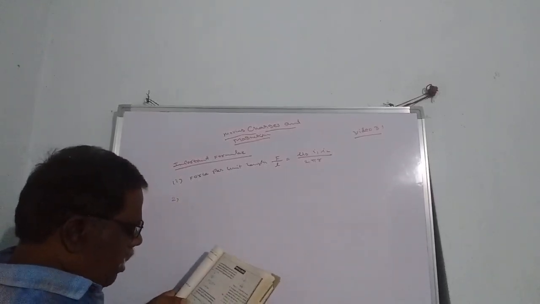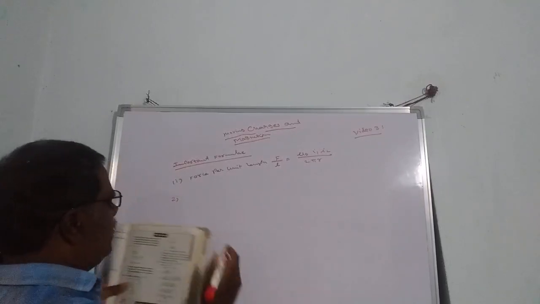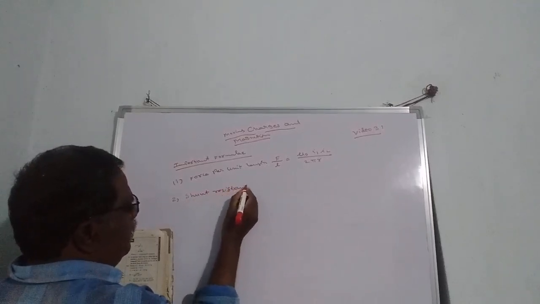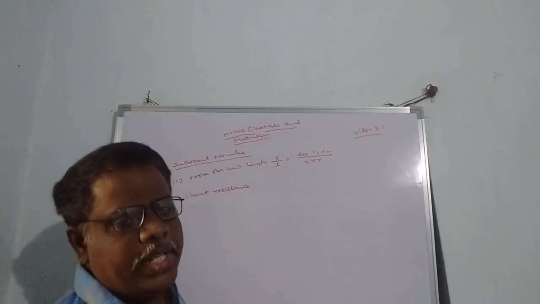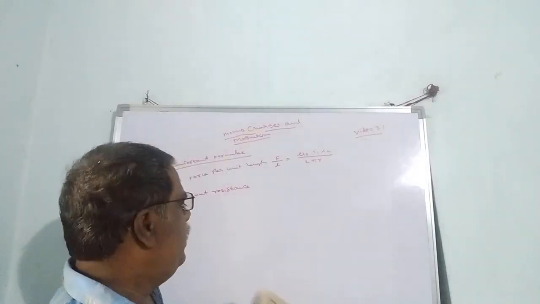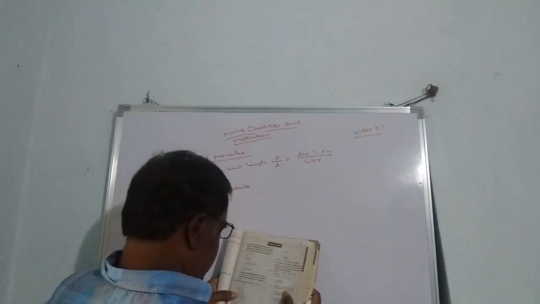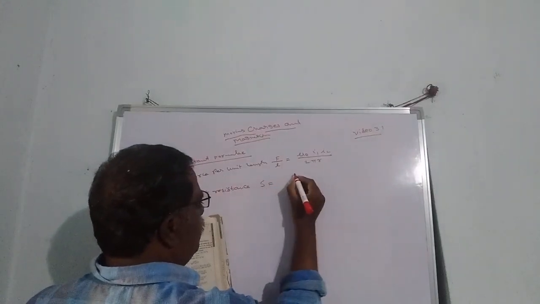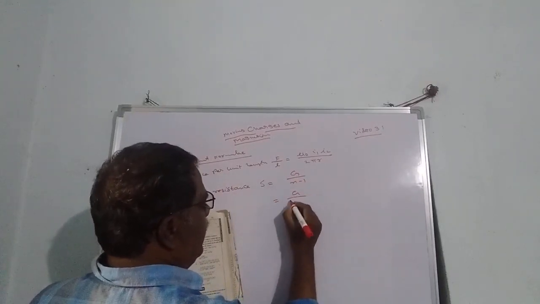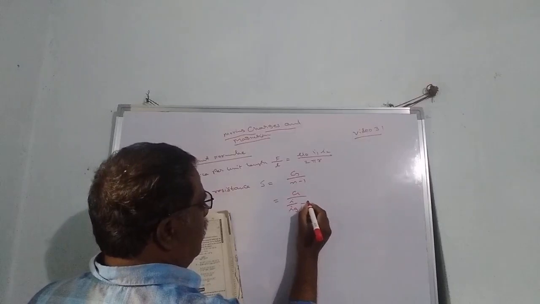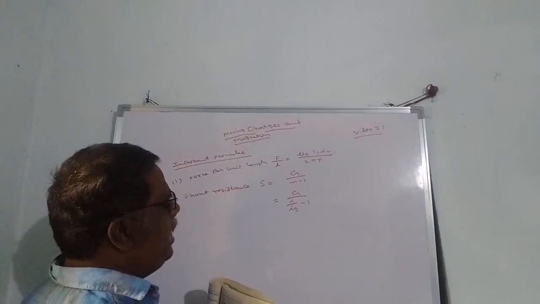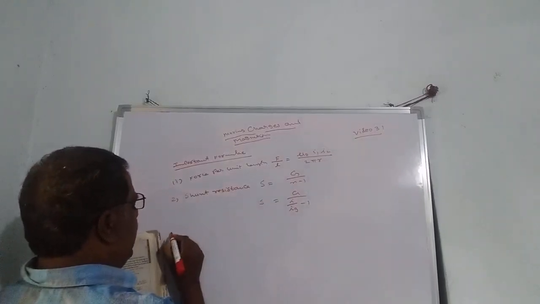Second point, how do you measure the shunt resistance? What is meant by shunt? A small resistor connected parallel to the galvanometer is called a shunt. How do you calculate the shunt resistance? To find shunt resistance, S is equal to G by N minus 1, where N is nothing but the ratio of total current to current across the galvanometer, that is, I by Ig minus 1. This is the second formula.